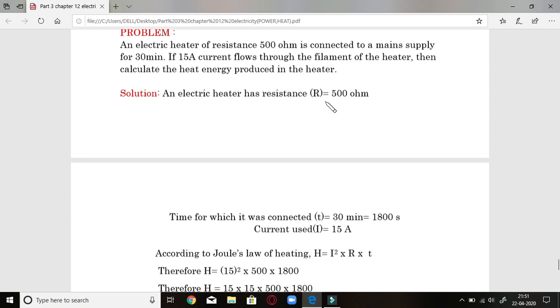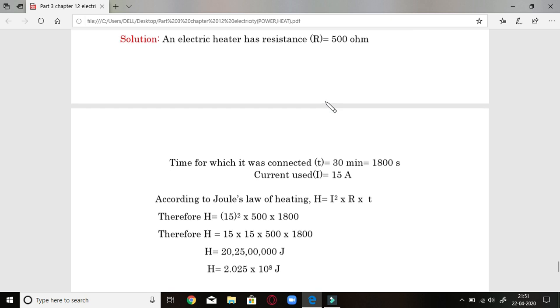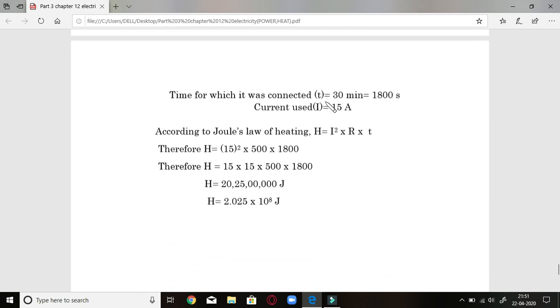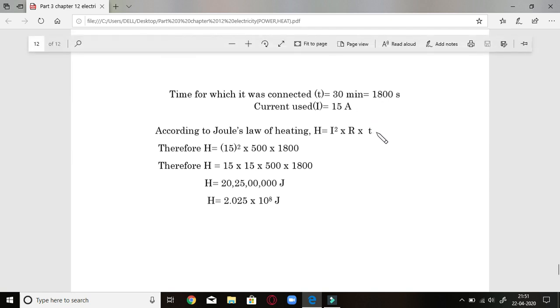So the resistance is 500 ohm. The time for which it was connected is 30 minutes. I have converted it into seconds by multiplying it by 60, so 30 into 60 is 1800 seconds. The current used here is 15 ampere. Now if we apply the formula H equals I squared R T, H will come out to be 2.025 into 10 power 8 joules. So this is how we can find out heat.